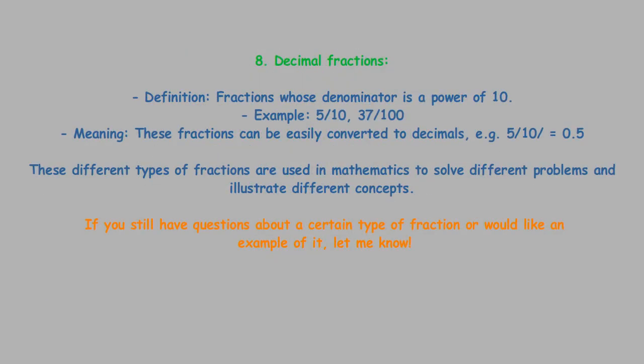Eighth, decimal fractions. Definition: fractions whose denominator is a power of 10. Example: 5/10, 37/100. Meaning, these fractions can be easily converted to decimals, e.g. 5 divided by 10 is equal to 0.5.